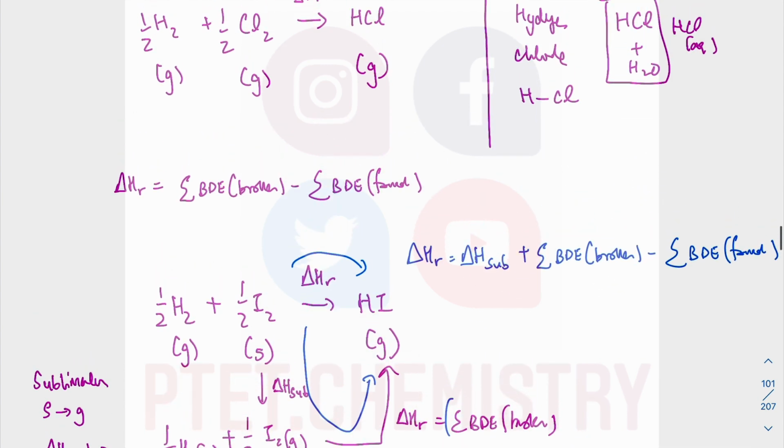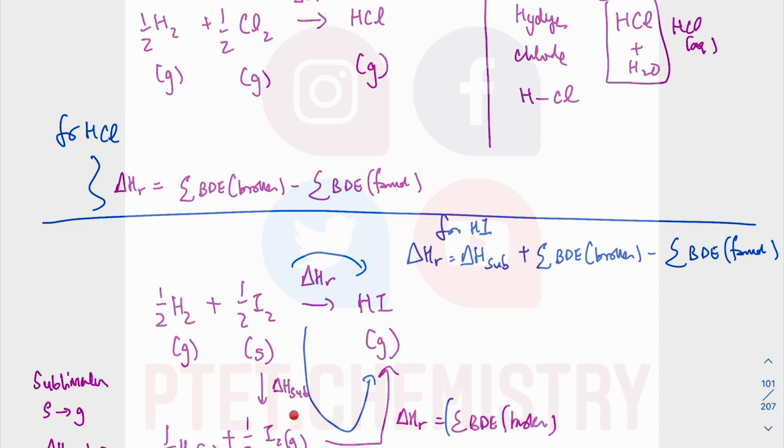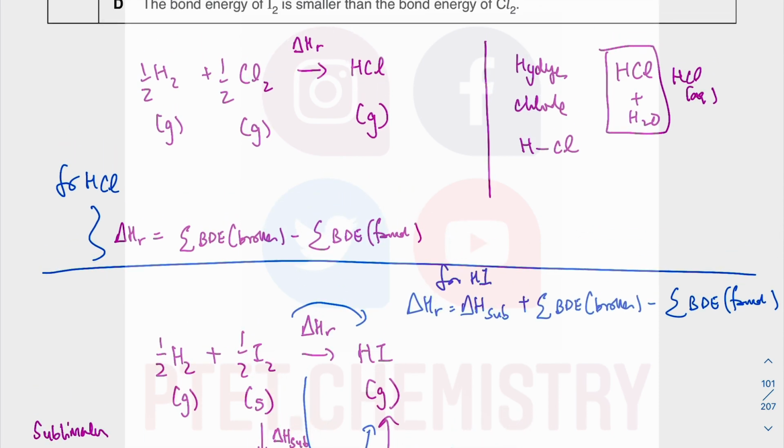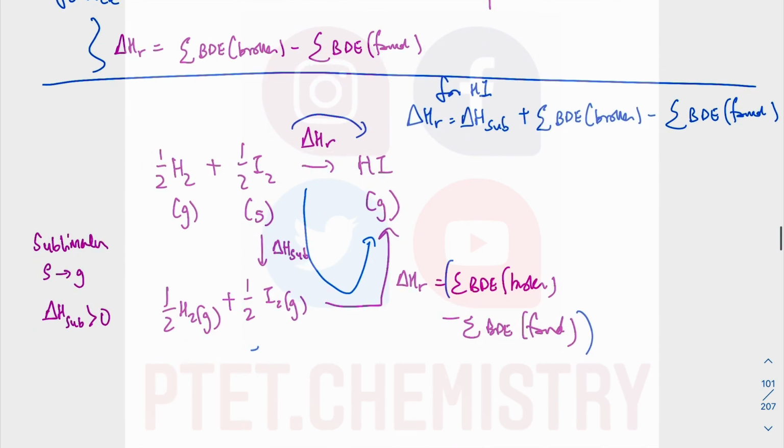So it's slightly different from HCl. That is for HI, simply because you need that one additional step to convert the I2 solid to I2 gas before you can use the bond energy in evaluating the enthalpy change of reaction. So it all really comes down to the bond energy. Here you are breaking the H-H bond and the Cl-Cl bond, and here you are forming the H-Cl bond. Here we are talking about breaking the I-I bond and forming the H-I bond.